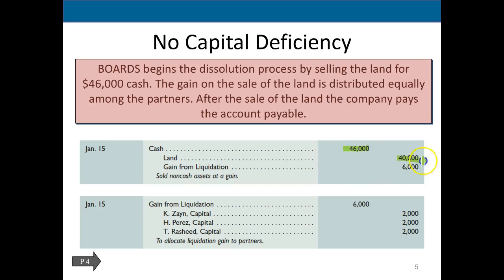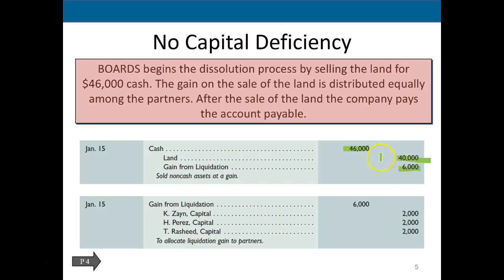Then we're going to credit land because we sold the land. Land is on the books for $40,000, we just saw in the prior slide. Therefore, we need to make it go down to 0. Land is an asset. Assets have debit balances. In order to make it go down, we're going to do the opposite thing to it, which in this case would be a credit of $40,000. Now we have a debit of $46,000, a credit of $40,000. We need another credit of $6,000 in order for the debits to equal the credits.